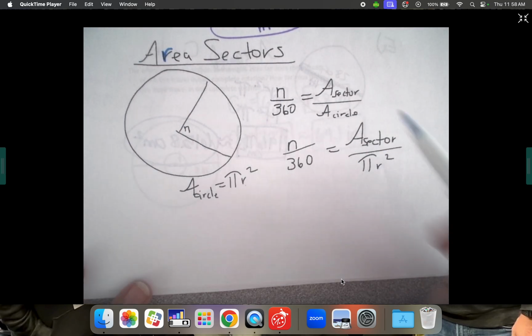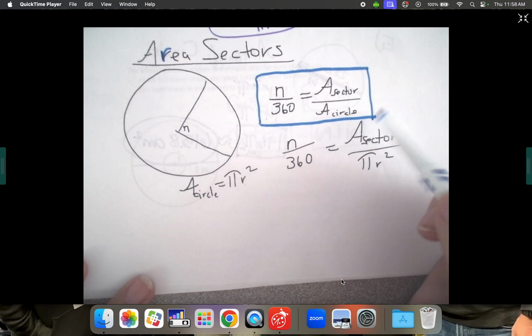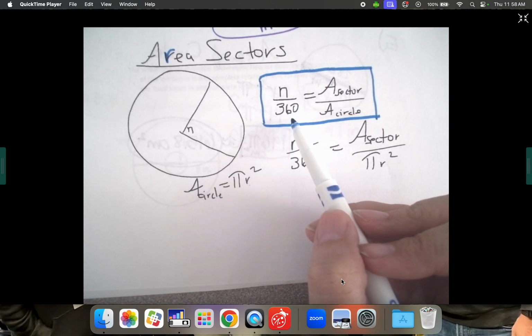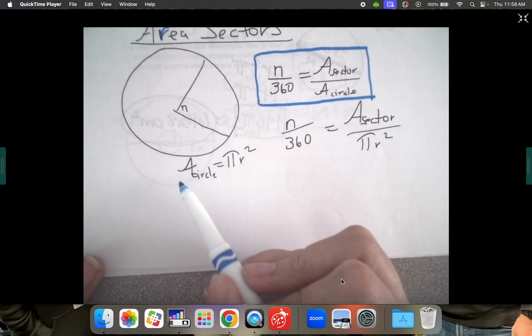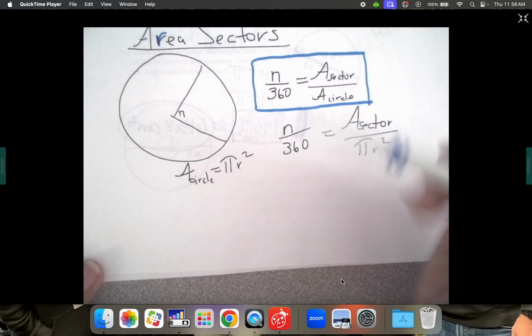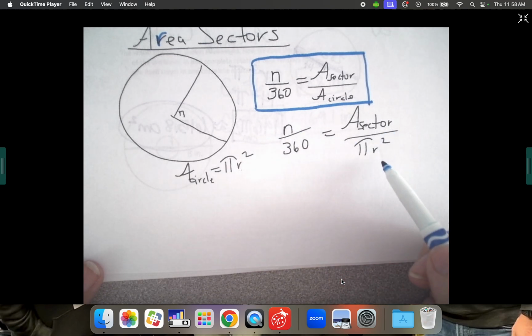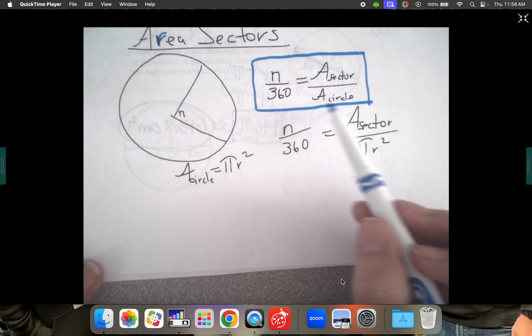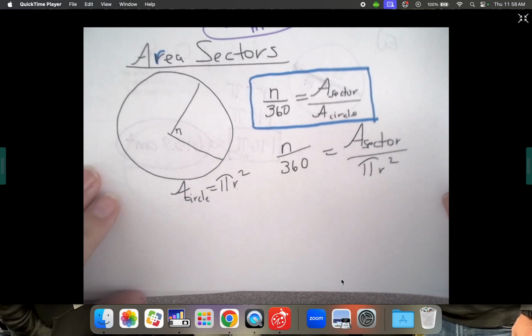All right, so here's the formula. You will do N over 360, because that's the piece out of the whole 360, equals area of the sector over area of the whole circle. So for example, area of the circle we know is pi r squared. So in this particular problem, N over 360 equals the area of the sector over pi r squared, because that's the area of a circle. Let's actually try one on the next page, and so you can actually see how this works.